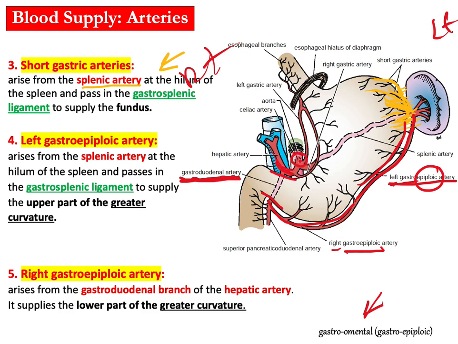That means the blood supply ultimately comes from the celiac trunk. So the celiac trunk, the hepatic artery that gives the gastroduodenal artery, passes behind the first part of the duodenum, then it gives the right gastroepiploic artery. That means the right gastroepiploic comes from an artery different than the left. The left comes from the splenic artery, but the right comes from the gastroduodenal, that comes from the hepatic artery, right? Okay.